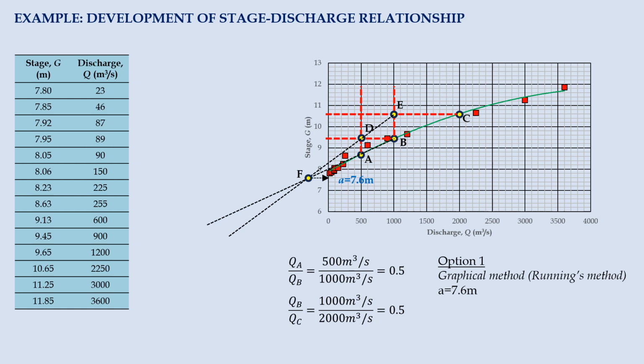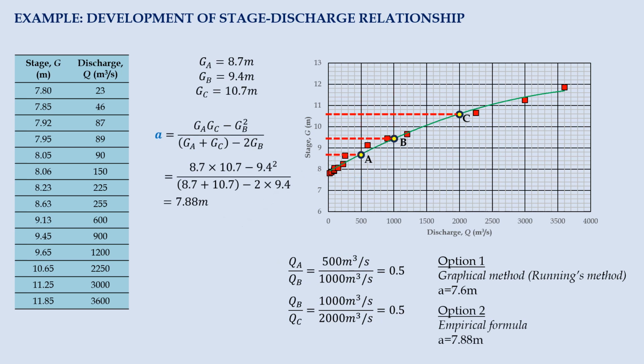By applying Running's method, we form a grid above point A and B, and from here, we mark our point D and E. By joining A, B, and D, E with two straight lines, we get our point F. This point corresponds with a stage of 7.6 meters.